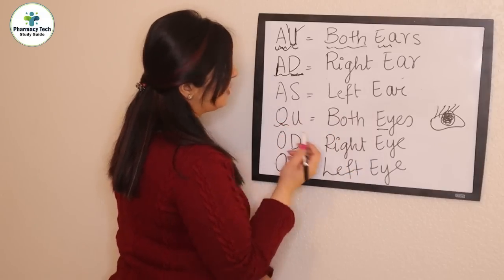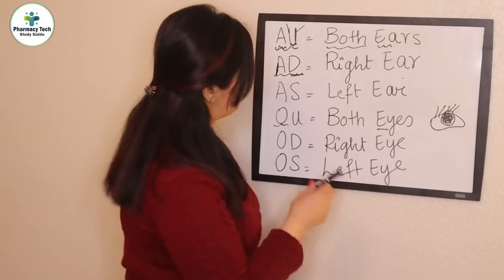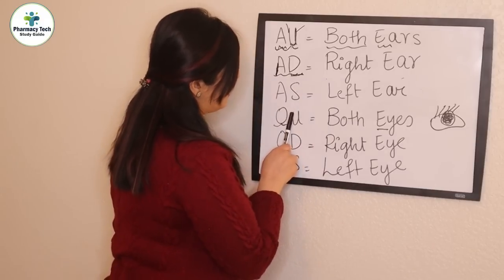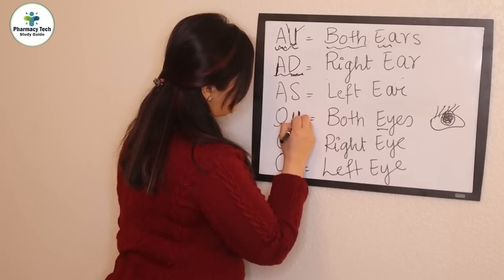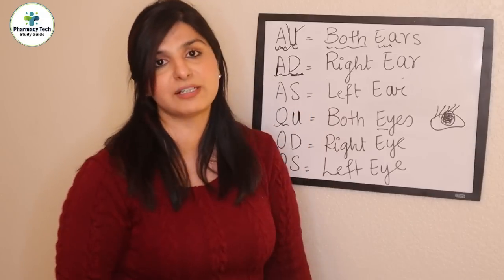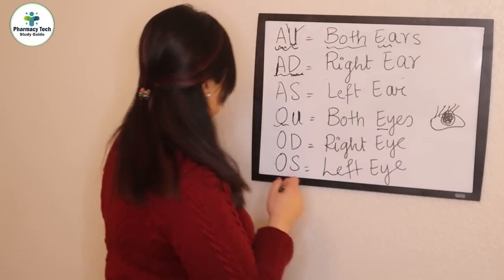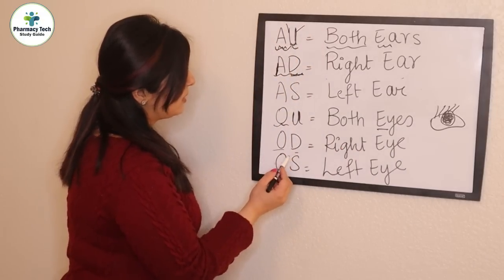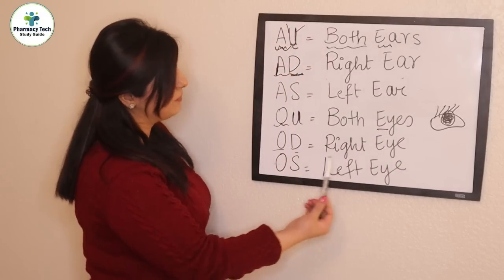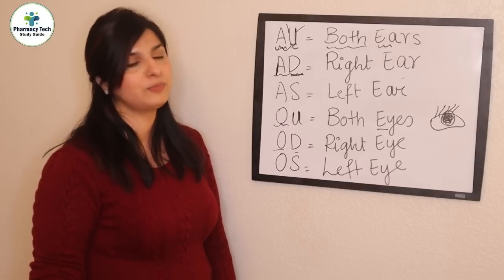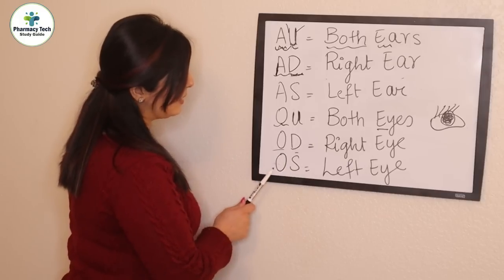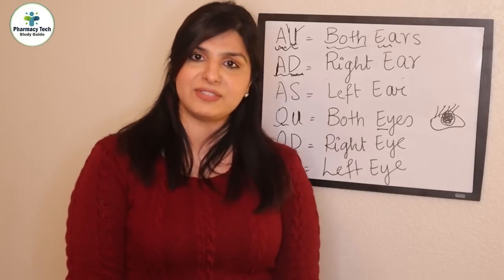And again, U is for both because it refers to the left and right side. Both of these lines of U refer to both of these eyes. So U would be both. And then again, OD, can you tell, is right eye, because D is for dominant and the right side is the dominant side for a lot of people. So OD would be right eye, OS would be left eye.